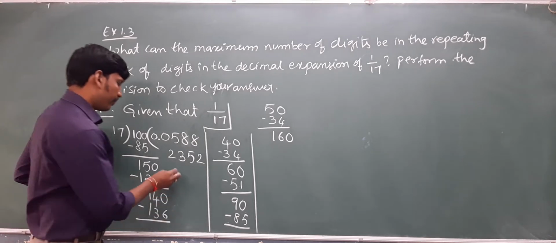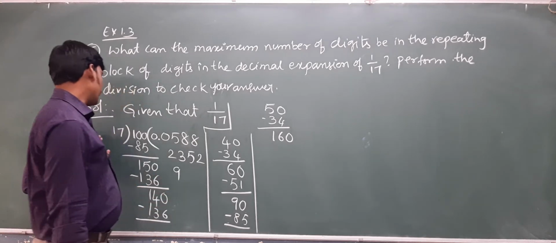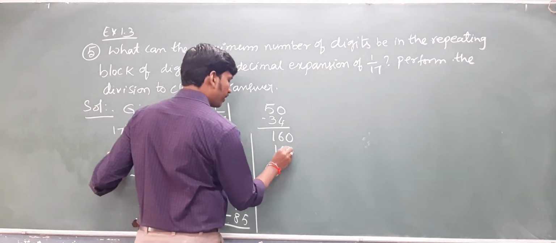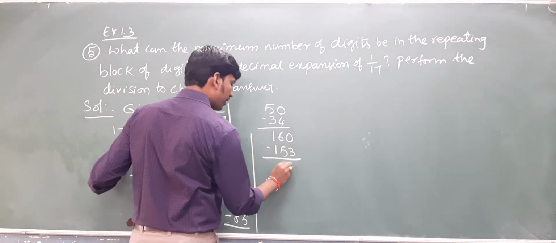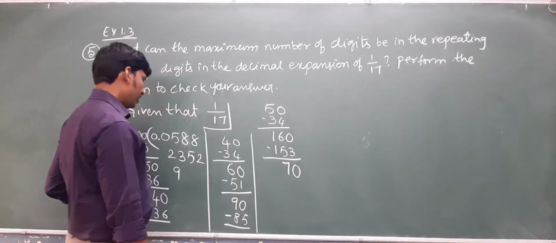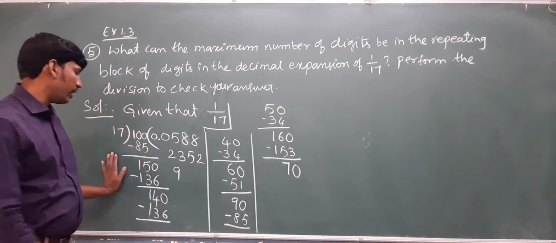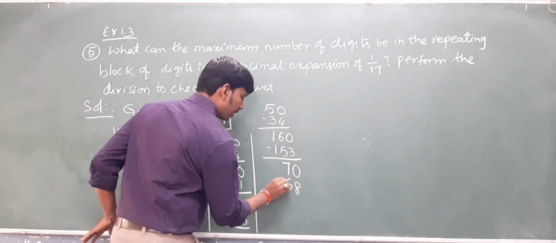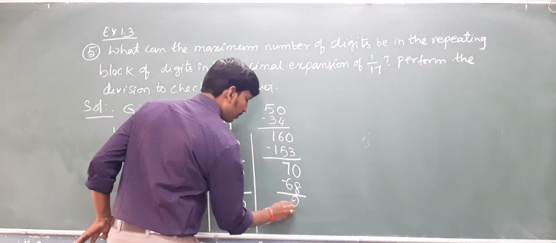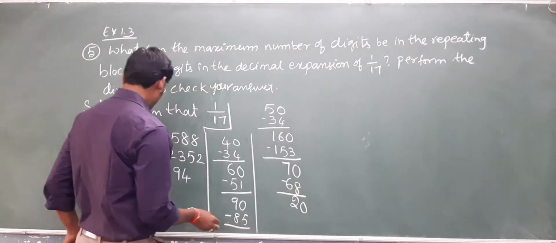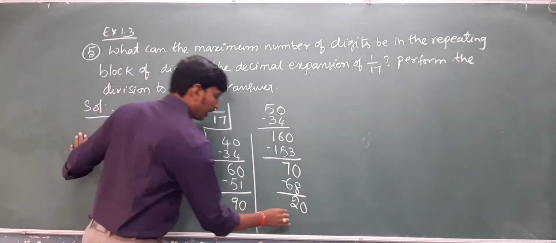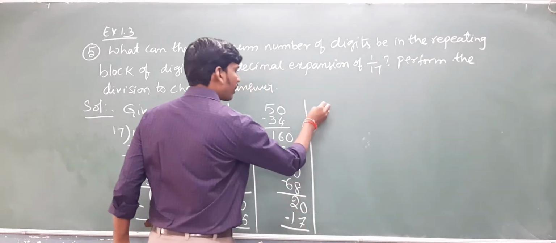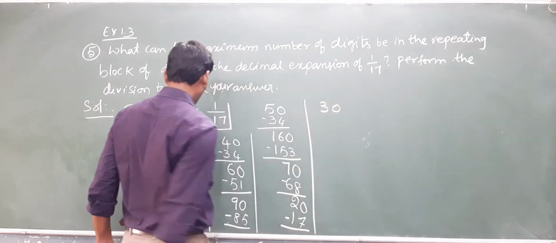17 9s are 153. Right, 17 9s are 153. It will become 7. 70, again 17 4s are 68. Okay, this will become 2. Again we got 20. 17 1s are 17. So we got here the remainder. How much is it? The remainder will become 3. So that is 30.